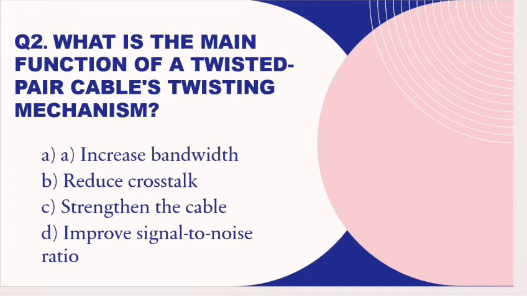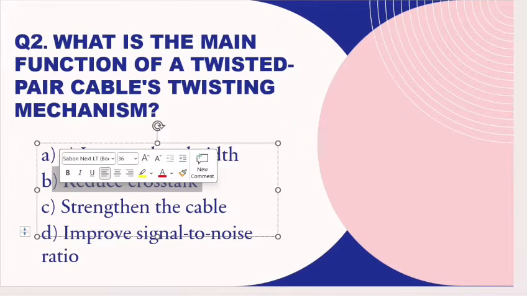Moving on to question number second, what is the main function of a twisted pair cable's twisting mechanism? Moving on to the options. Option A, increase bandwidth. Option B, reduces crosstalk. Option C, strengthen the cable. Option D, improve signal to noise ratio. So the correct answer for this question is option B, reduces crosstalk.